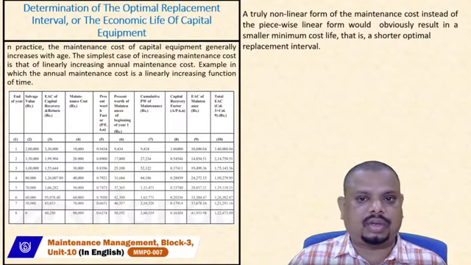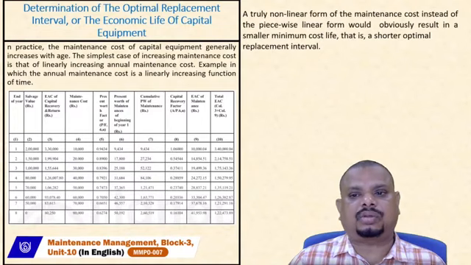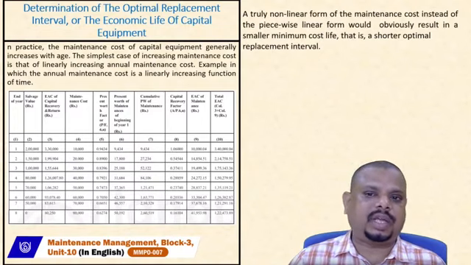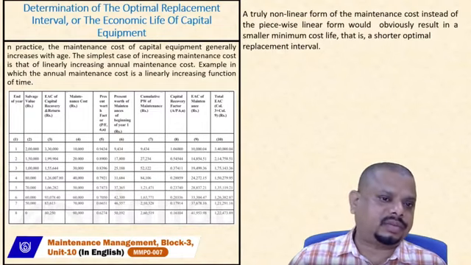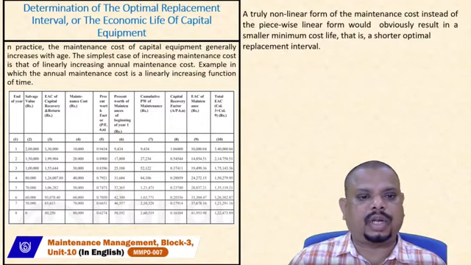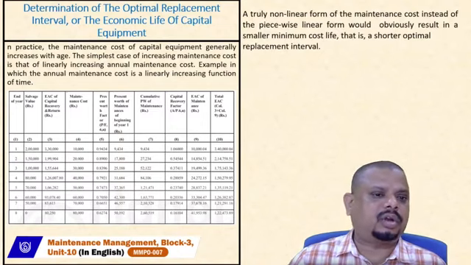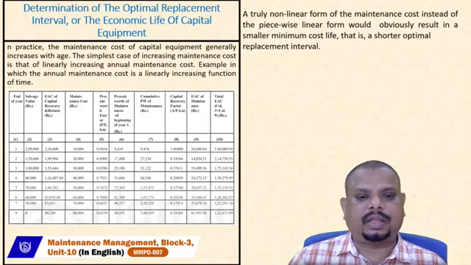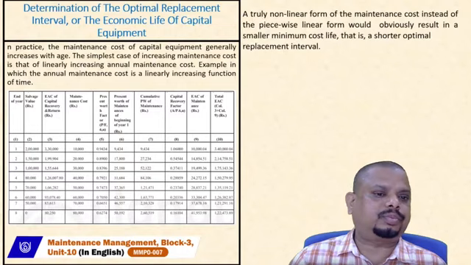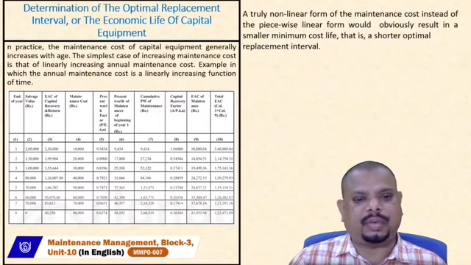If you go for a non-linear form of maintenance cost, instead of the linear form, it will obviously result in a smaller minimum cost and shorter optimal replacement intervals. So whenever you go for the optimal replacement interval, you have to focus upon the calculation of the economic life of capital equipment before implementing the replacement policies. The most important part is that you have to think about the age factor of the machines.